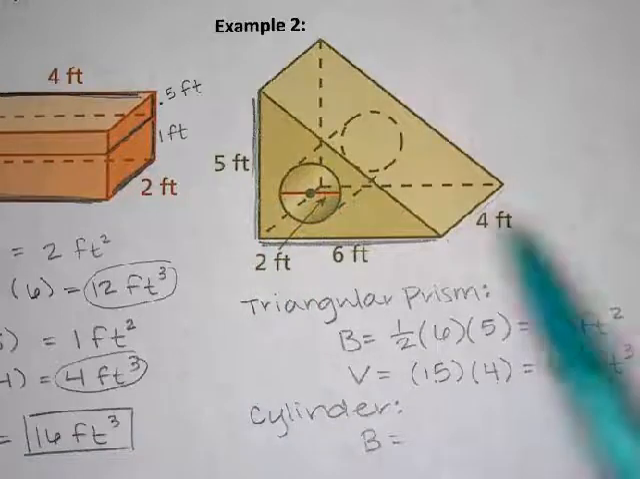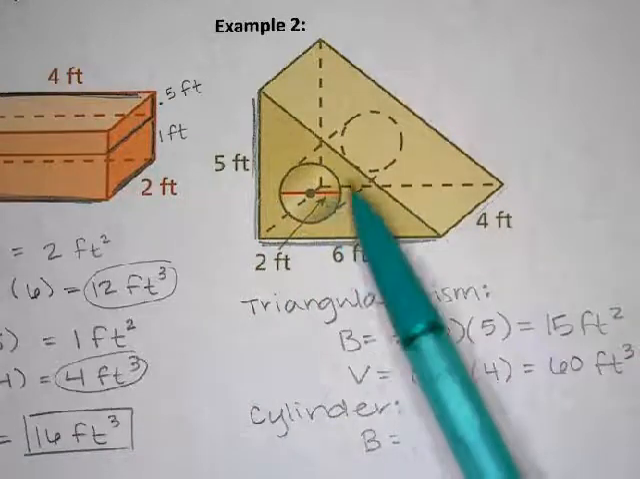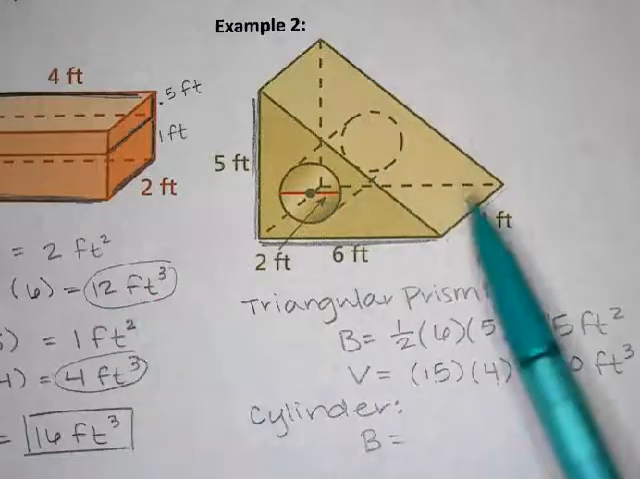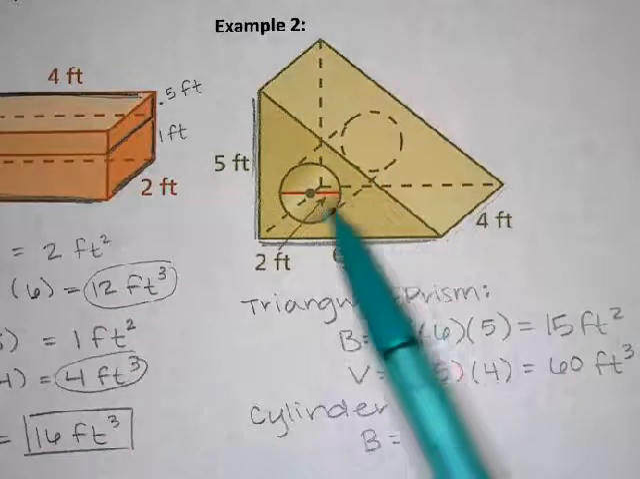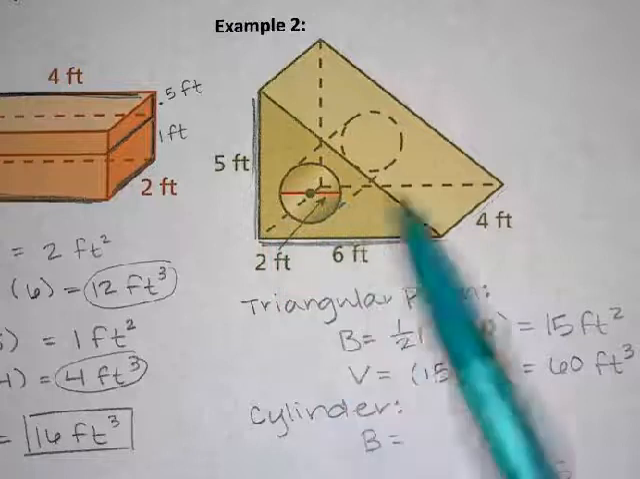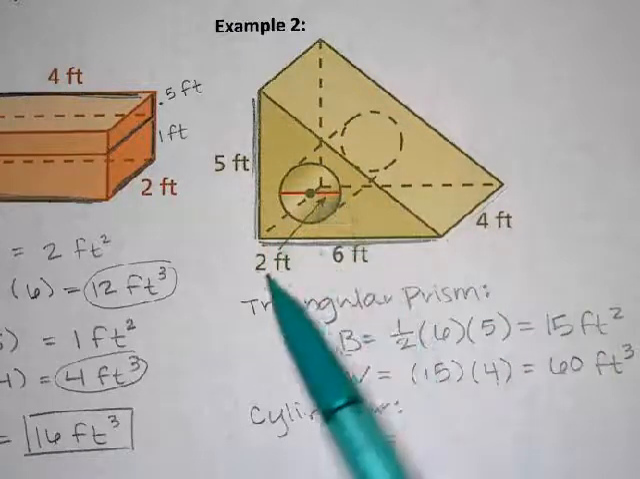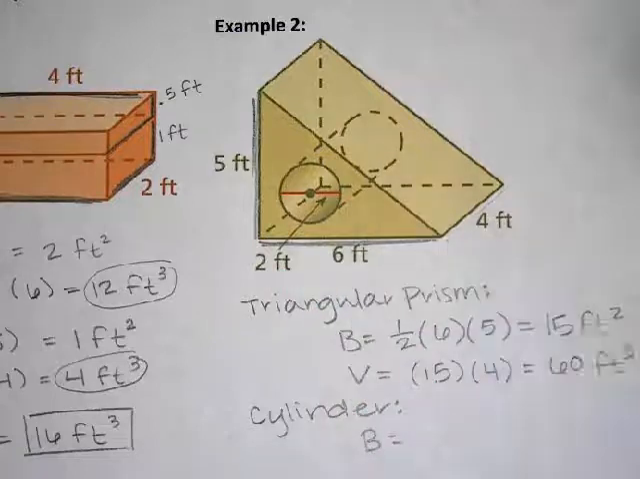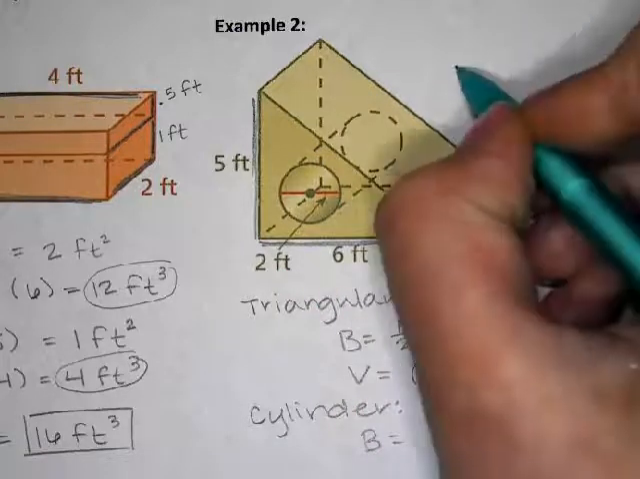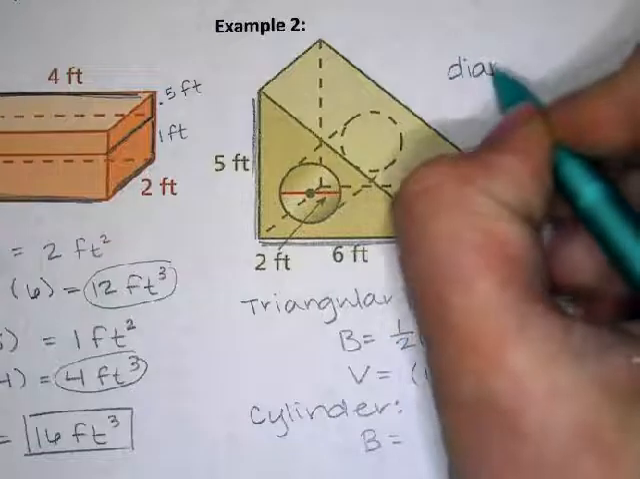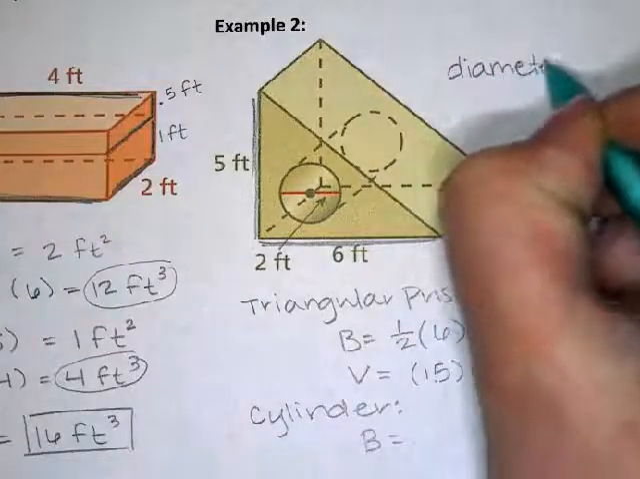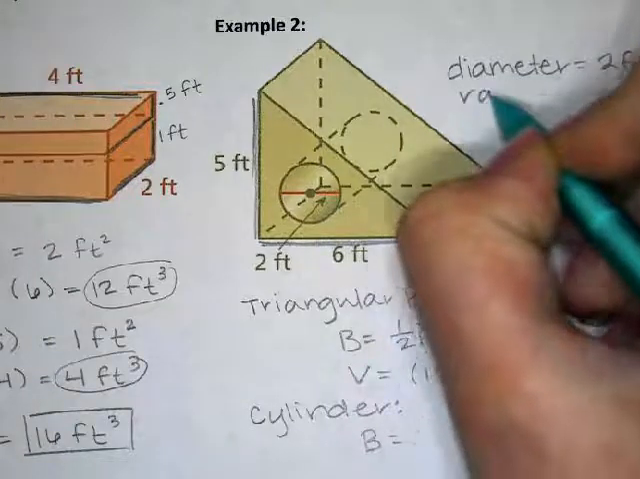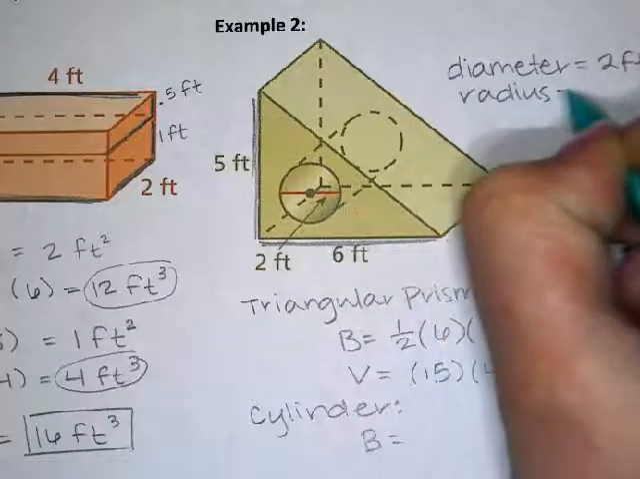And the only reason I know that with this is because it's in color, but if you compare different problems in the assignment that we'll end up doing, you'll be able to see that some of them are half and some of them are all the way. So right here, it could be confusing, but right here we know that the 2 feet is a diameter. So I'm going to write this off to the side. Diameter equals 2 feet, and so radius equals 1 foot.